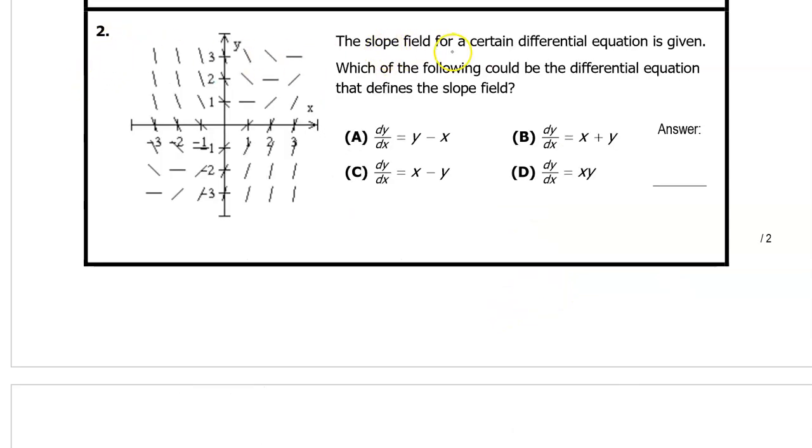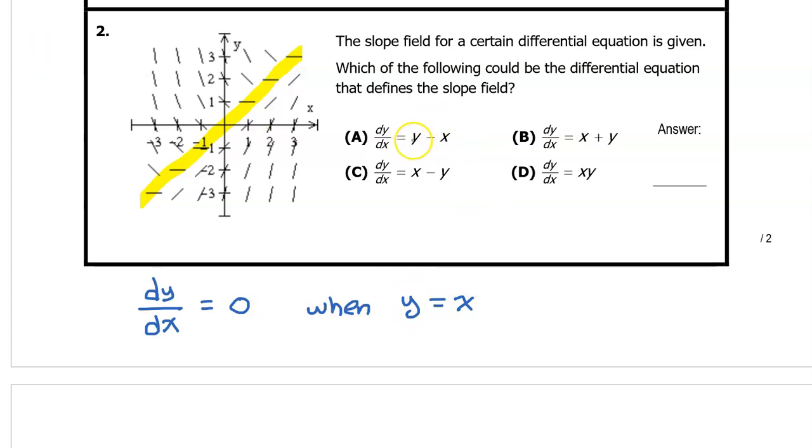Number 2. The slope field for a certain differential equation is given. Which of the following could be the differential equation that defines the slope field? As I study the slope field looking for interesting characteristics, I notice that we have a slope of 0 all along the line y equals x. In other words, dy/dx will equal 0 whenever y equals x. So, which of these equations will give us dy/dx equals 0 whenever y is equal to x?